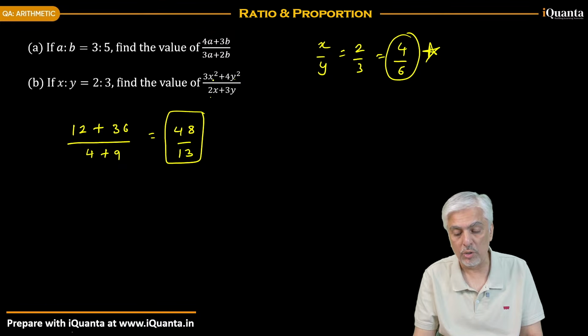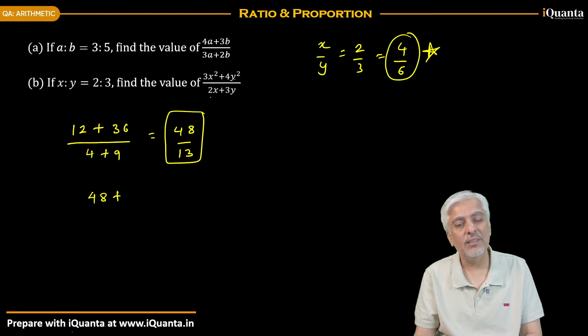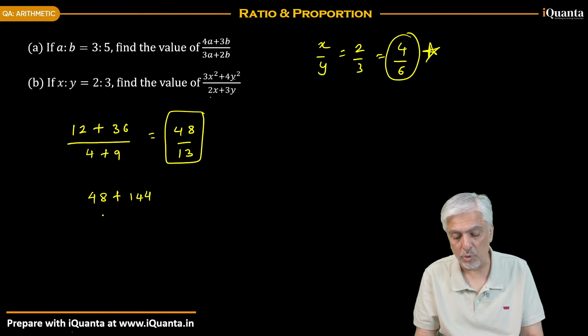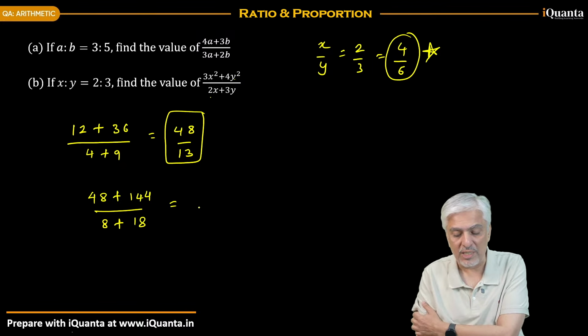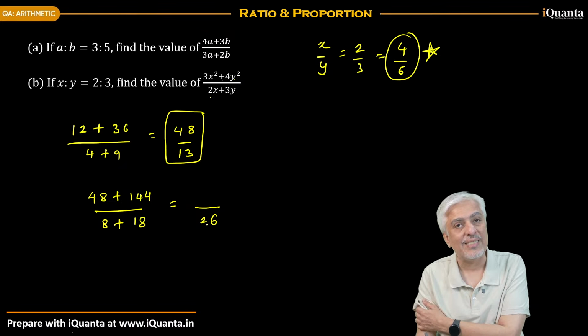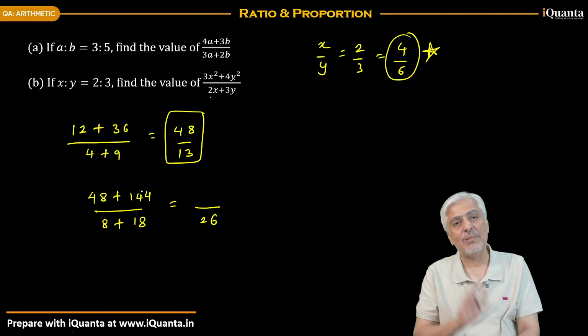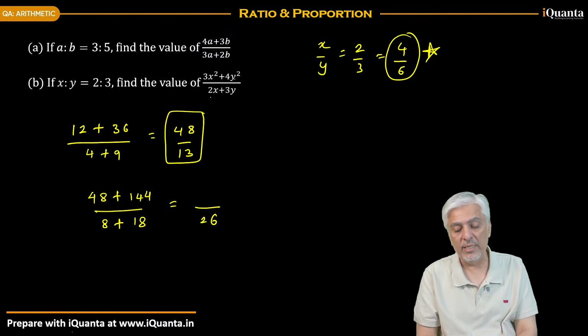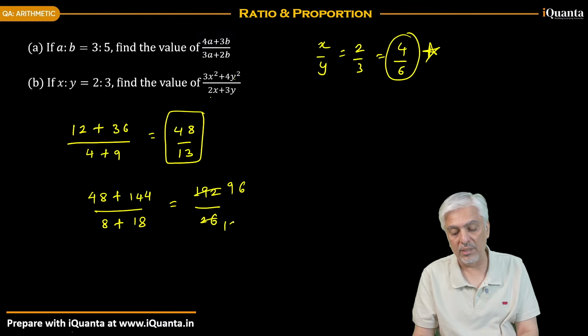If x was 4, 16 threes are 48 plus 36 fours are 144 upon 2 fours are 8 and 3 sixes are 18. So the denominator I'm getting is 26. But the numerator I'm getting some other answer. 48 plus 144 is 192. And if I reduce it, I don't get this answer. In fact, I get 96 upon 13.